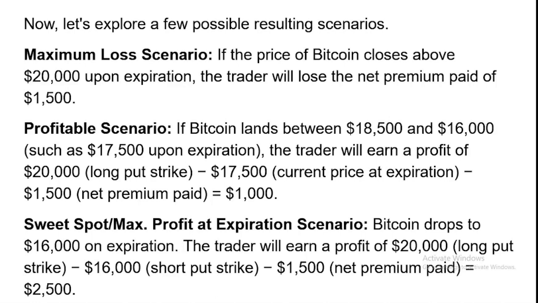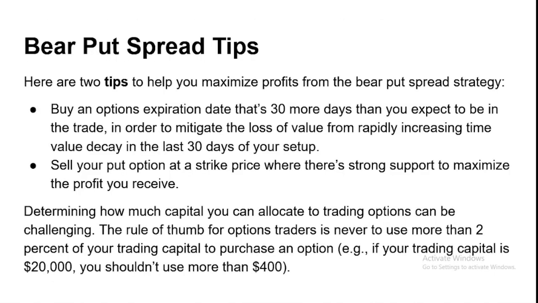So sweet spot or max profit at expiration scenario: if Bitcoin drops to $16,000 on expiration, the trader will earn a profit of $20,000. In brackets, the long put strike minus $16,000, which is the short put strike, minus $1,500 as the net premium paid, which equals $2,500 as profit.